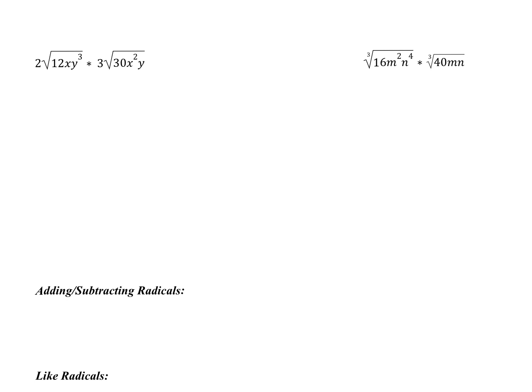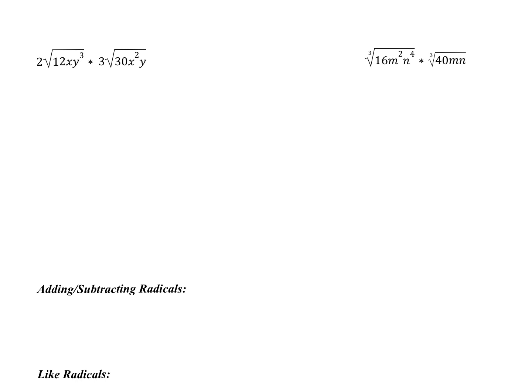All right. 2 times the square root of 12xy cubed times 3 times the square root of 30x squared y. So not only if you're multiplying radicals do you have to multiply what's underneath them, but if there's anything out front, you have to multiply those as well. So 2 times 3 is going to give me 6. Then 12 times 30 is 360. x times x squared is x cubed. y cubed times y is y to the 4th.